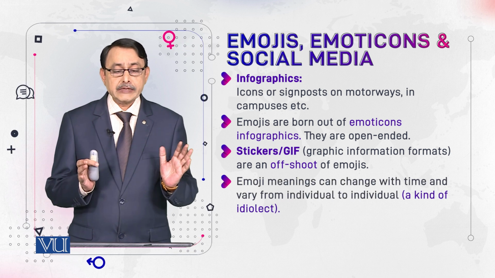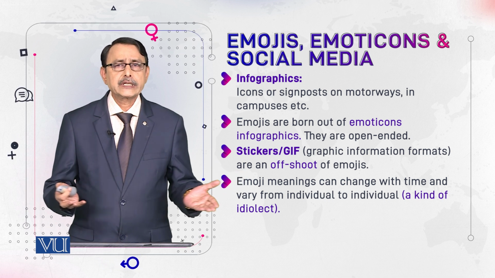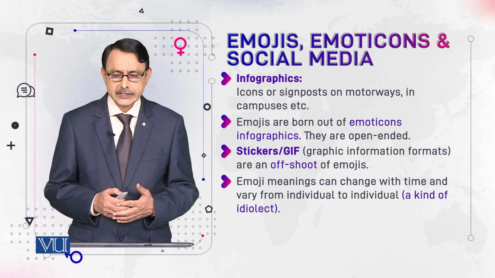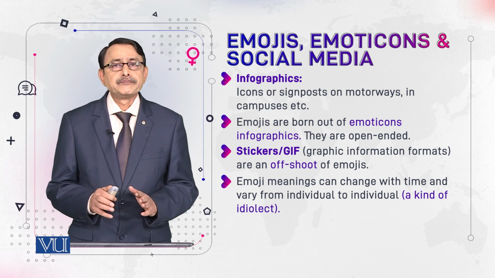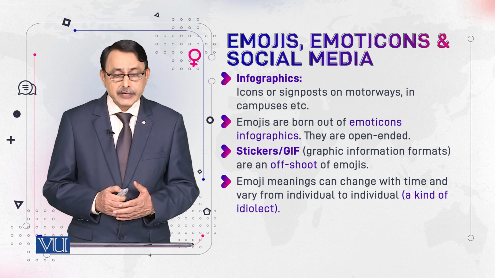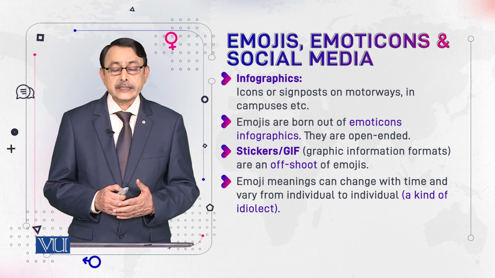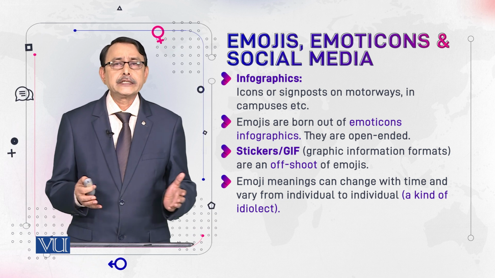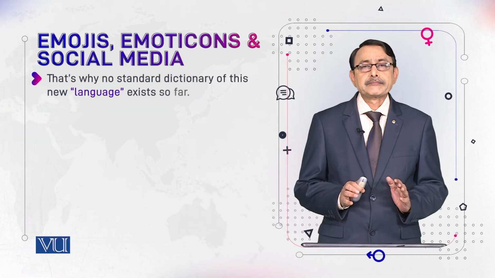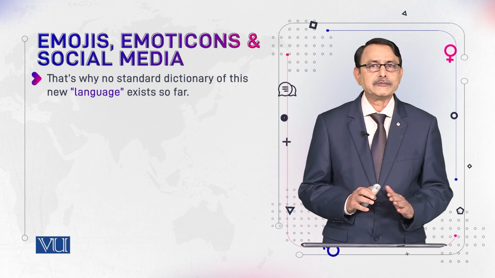Emoji meanings can change with time. Their meaning is not fixed. The same is the case with words of the English language or any other language. So as words change meaning over time, so emojis change their meaning over time and vary from individual to individual with reference to their use. That's why they are a kind of idiolect. Idiolect is a person's personal style of communication. So because of this variation, there is still no standard dictionary of emojis available in the world.